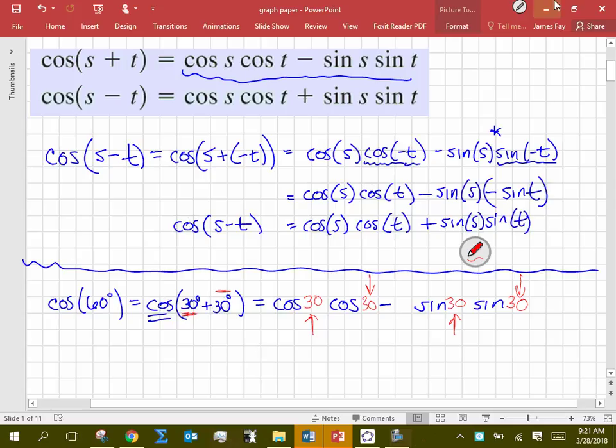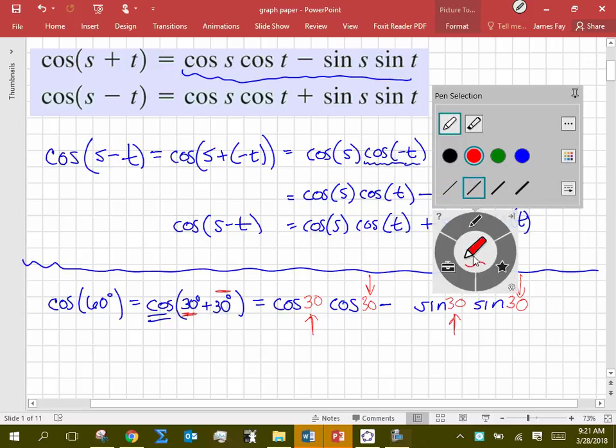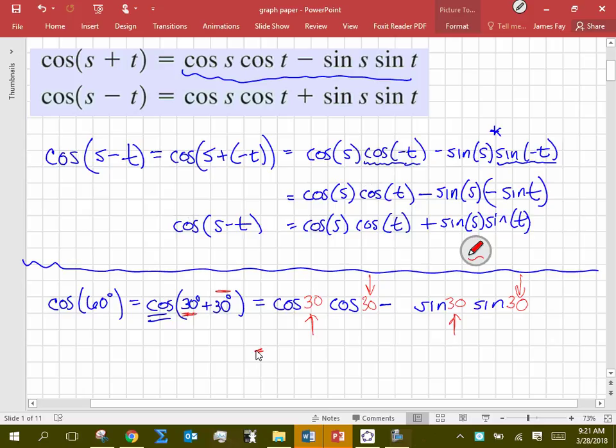What is the cosine of 30 degrees? Radical 3 over 2. What's the cosine of 30 degrees again? Radical 3 over 2. Minus, what's the sine of 30? 1/2. What's radical 3 over 2 times radical 3 over 2? 3/4. What's 1/2 times 1/2? 1/4. What's 3/4 minus 1/4?